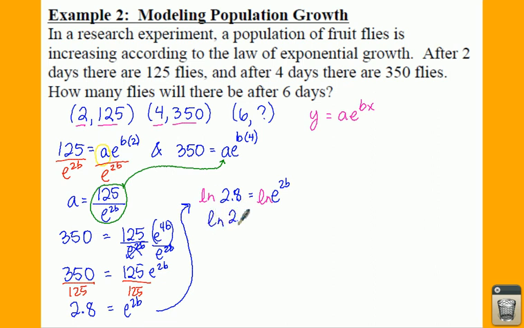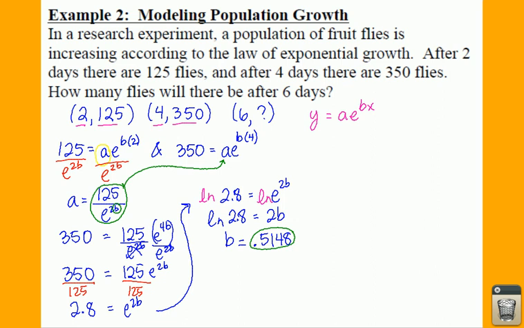So natural log of 2.8 equals 2b, divide by 2, b equals, and we're going to have to round this, and I'm going to round to 4 decimals. This ends up being 0.5148. Now what we can do after this is we can plug this value for b back into our equation over here, and then we can find out what a is.